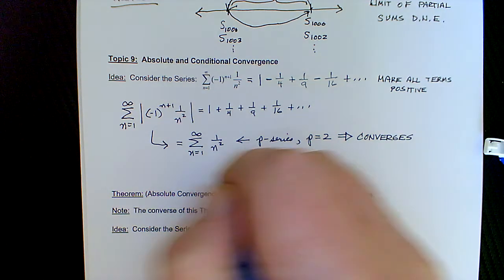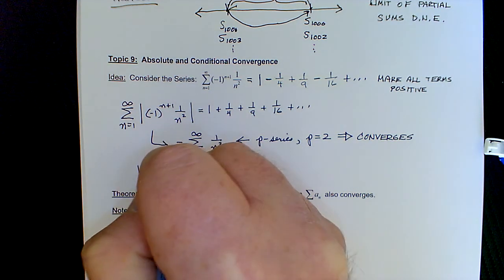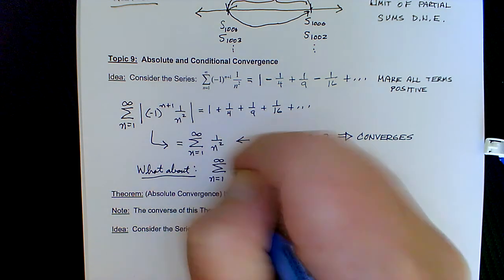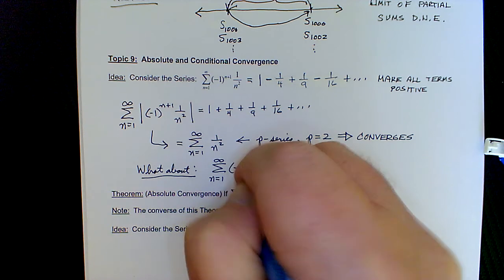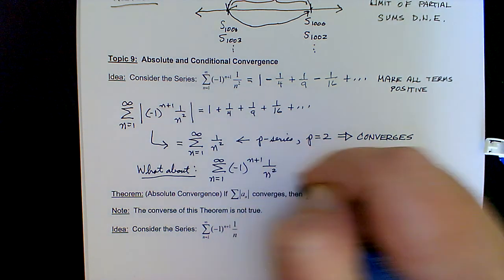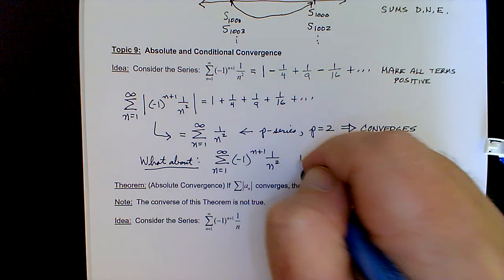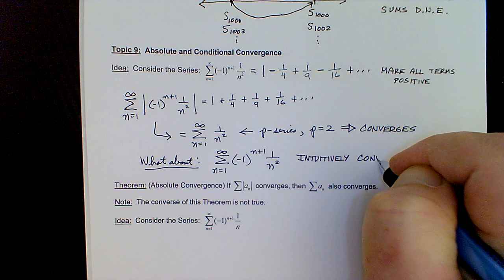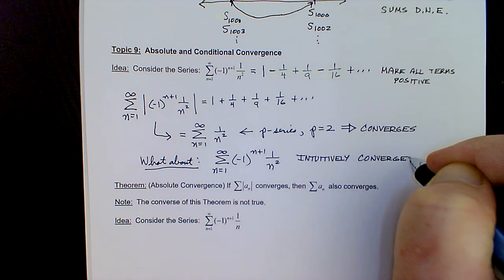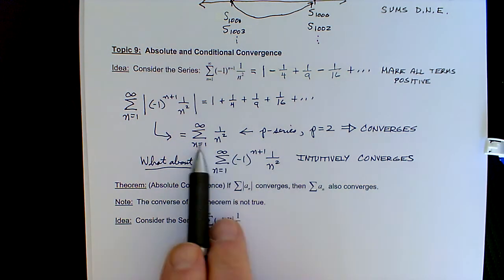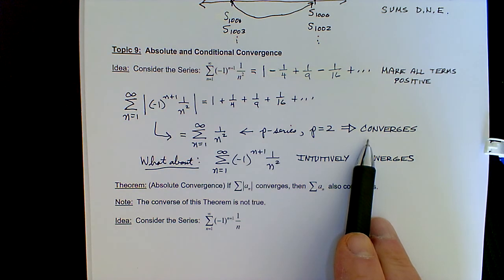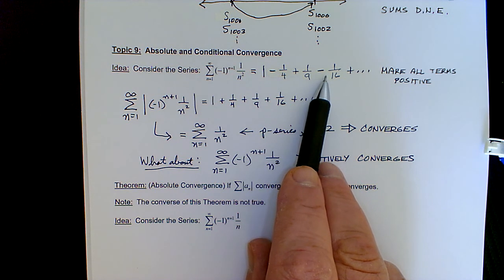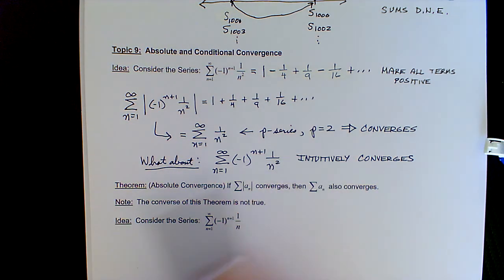So then the question would be, well, what about the original series, when you had negative terms? So the negative 1 to the n plus 1, 1 over n squared. Well, just intuitively, we would have to say that this converges. Because if we made all the terms positive, and we were able to show that the series converged, then it converges to some number. So then if we take away some of those values by making some of those terms negative again, then obviously the sum is going to be less than whatever this sum is.